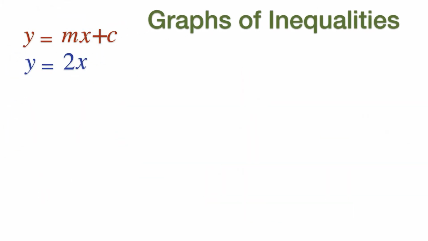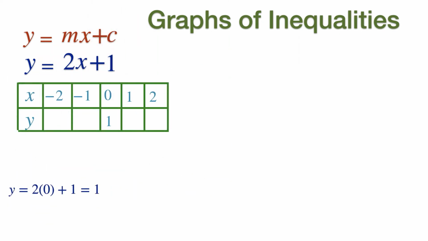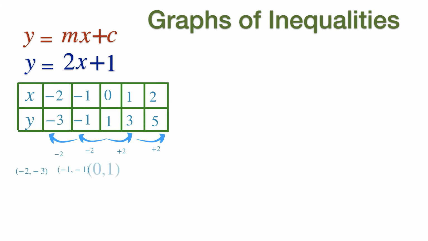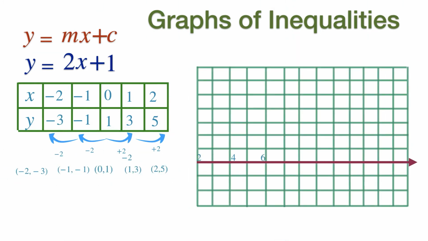y equals 2x plus 1 is of the form y equals mx plus c. In this case, m corresponds to 2 and the y-intercept is at plus 1. In order to draw this straight line, we can generate some coordinates by using some negative and positive x coordinates, and then plot them on the graph.